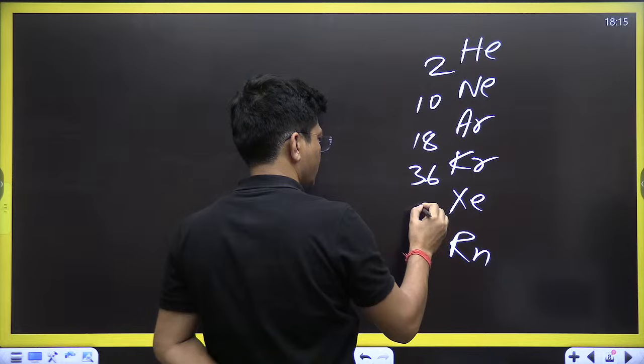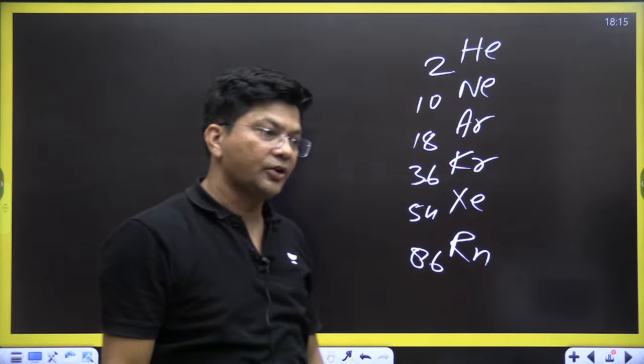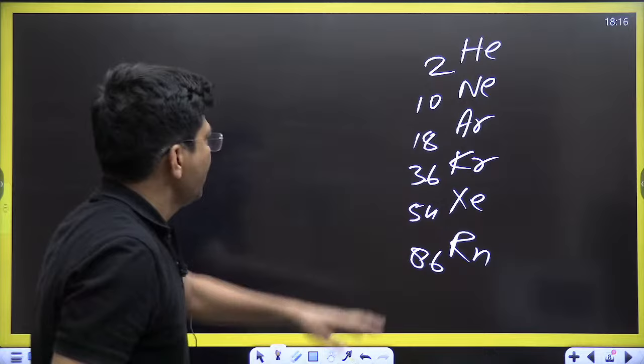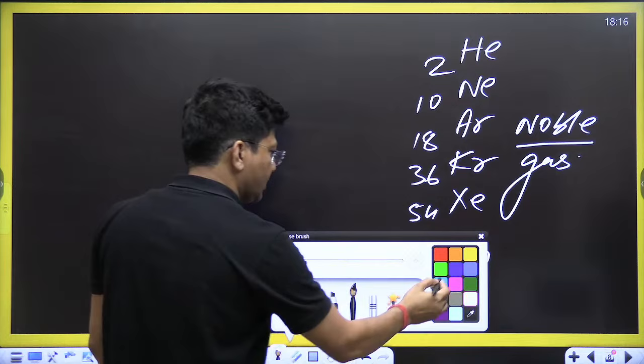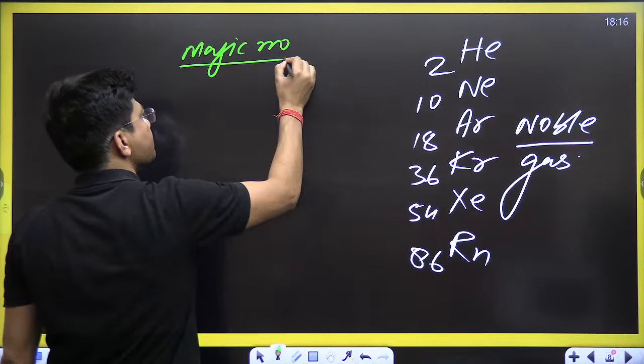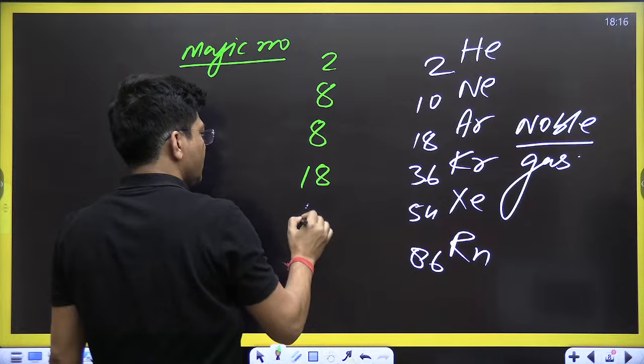Now, kids, if you're not able to remember these atomic numbers, then I have one trick. Should I tell you? These are noble elements, noble gas configuration. If you're not able to remember it, let me tell you the magic number. You can find it out through the magic number. The magic number is 2, 8, 8, 18, 18, 32.